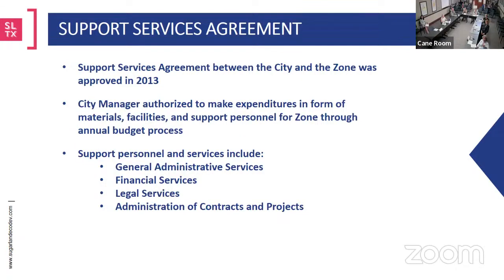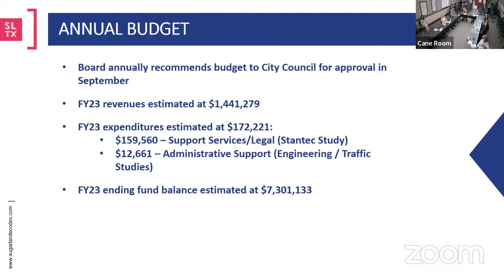So in 2013, the city and the zone approved a support services agreement that allows the city manager to make expenditures in the form of materials, facilities, and support personnel for the zone through the annual budget process. Support personnel and services include general admin, financial services, legal services, and things of that sort. Here's a look at the annual budget.